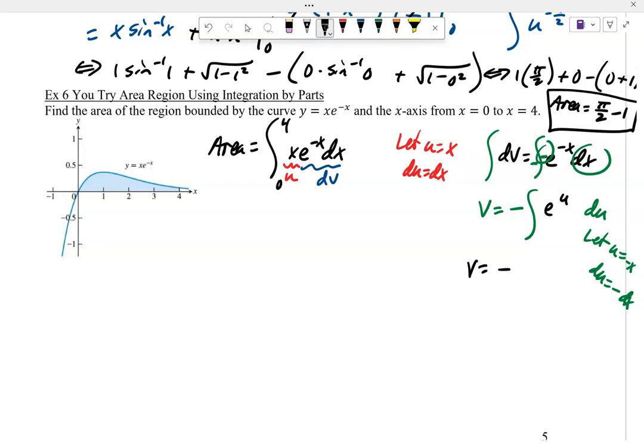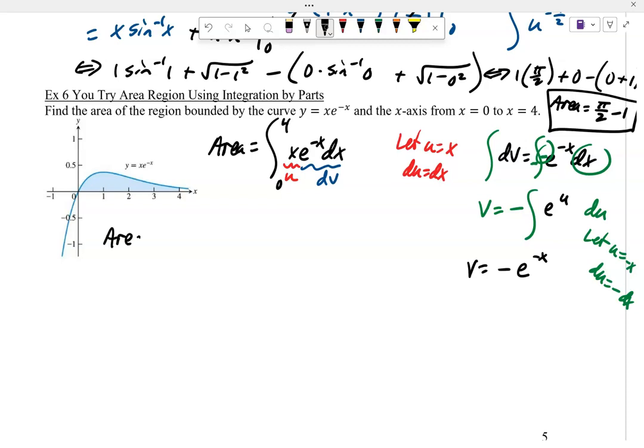Now I integrate e to the u, which is 1 over ln of e to the u. Well, my u is negative x. So be careful when you do that dv part, because you actually have to use u substitution to do that dv part, to integrate dv. Okay. All right, so what do we got?